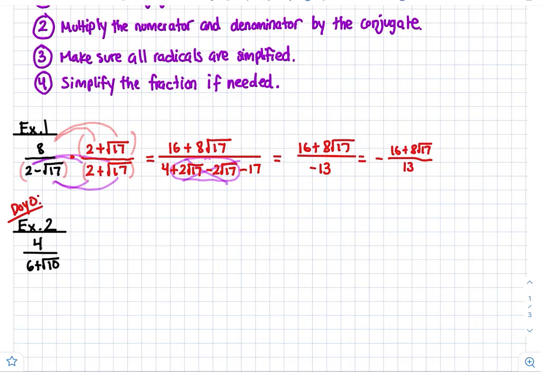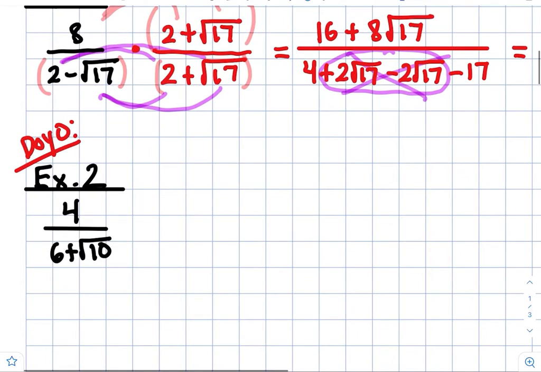Okay, so let's take a look. We've got to multiply top and bottom by the conjugate because there are 2 terms and there's a radical. So the conjugate of 6 plus the square root of 10 is 6 minus the square root of 10, to top and bottom.